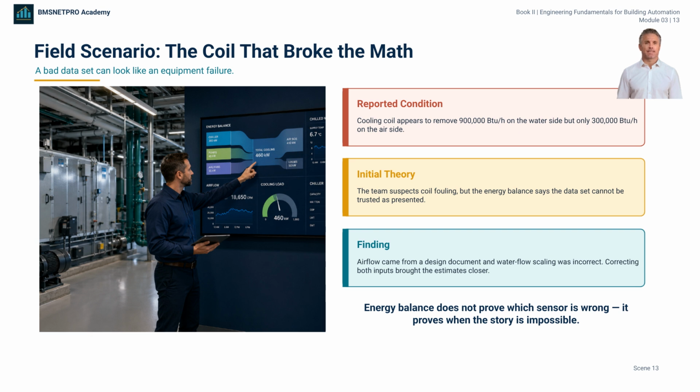The data set cannot be trusted as presented. In this case, the airflow came from a design document instead of a current measurement, and the water flow meter was incorrectly scaled. Once both inputs were corrected, the two estimates moved much closer together. Energy balance does not always prove which sensor is wrong, but it does tell you when the story is impossible.